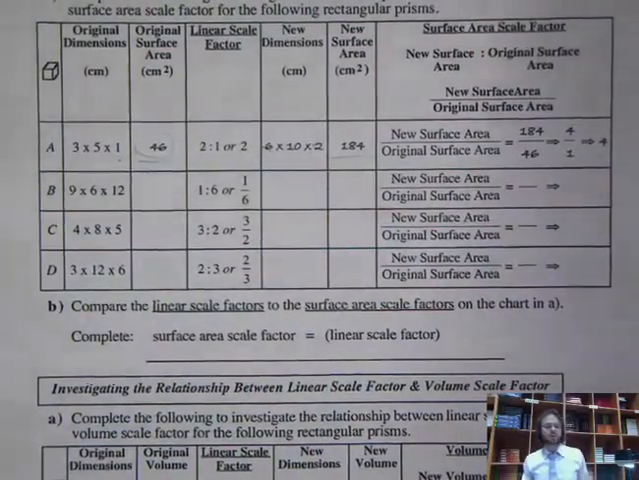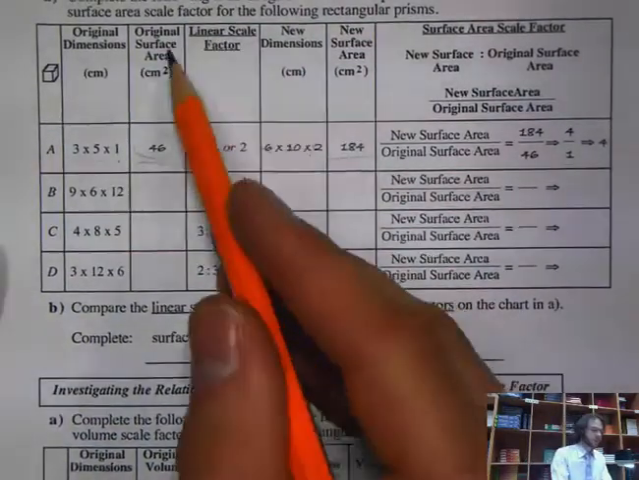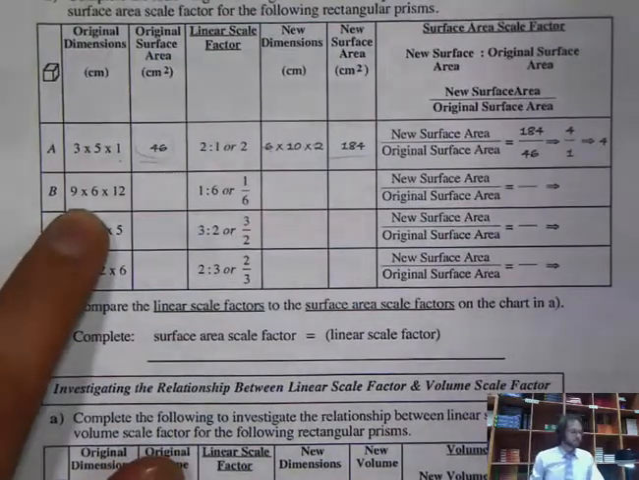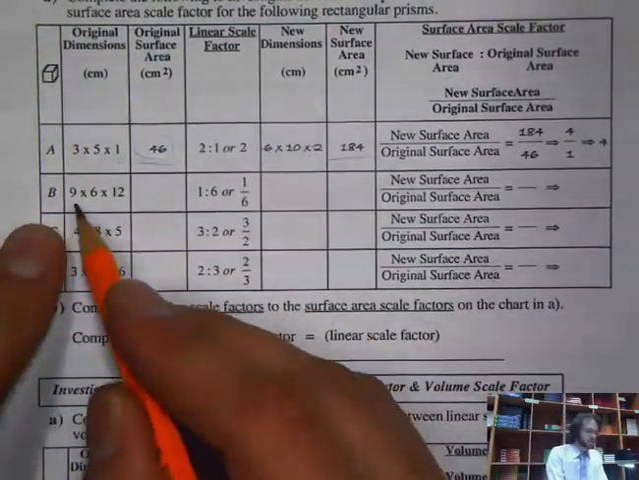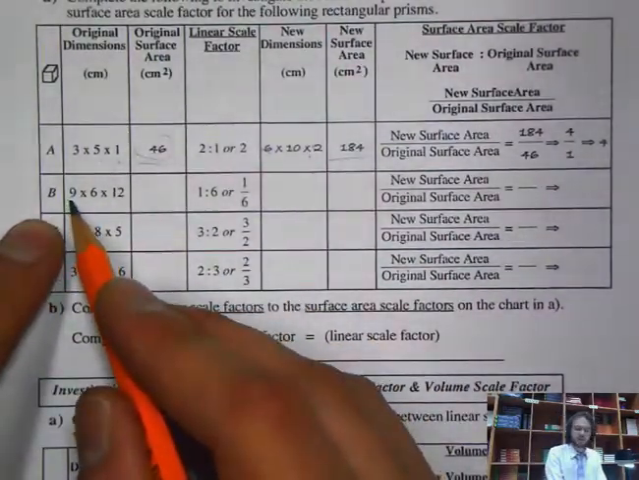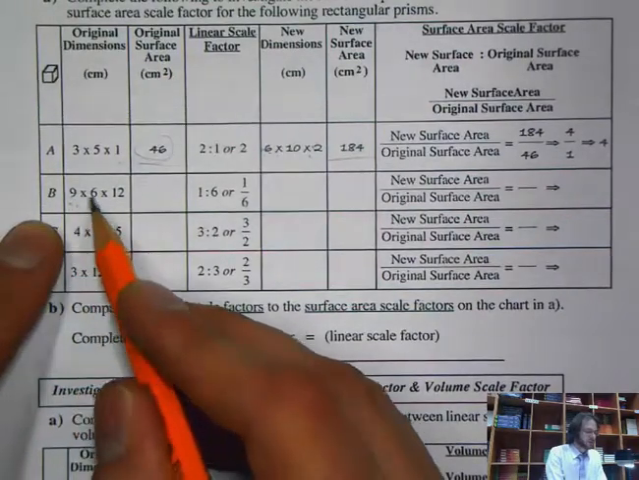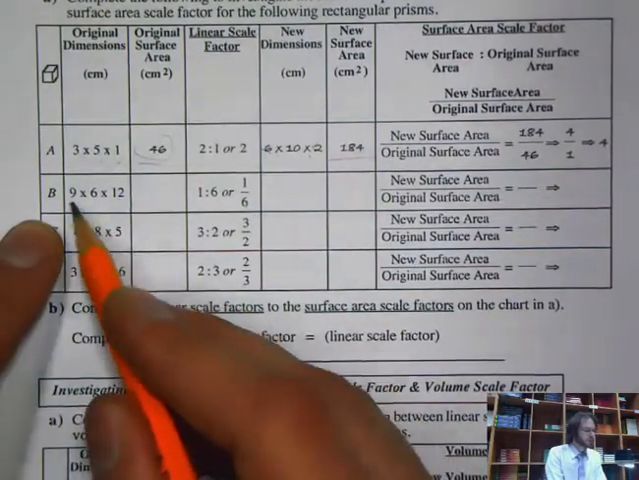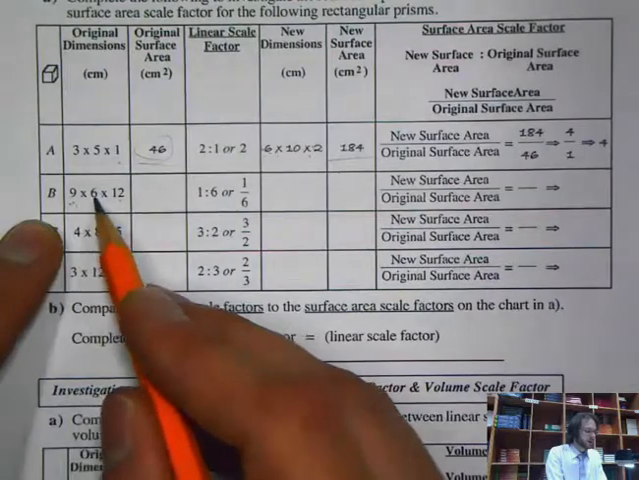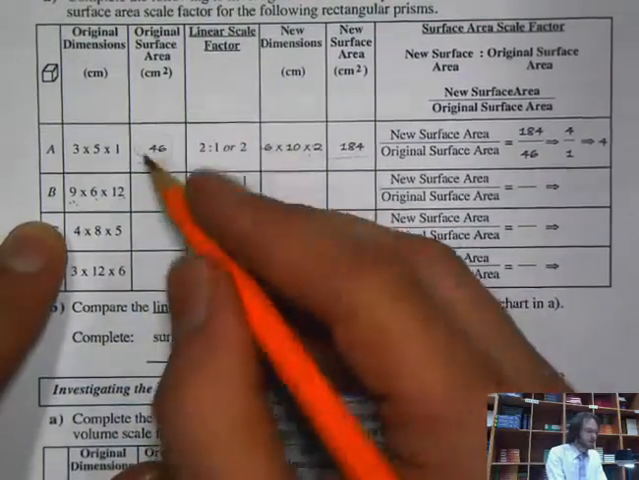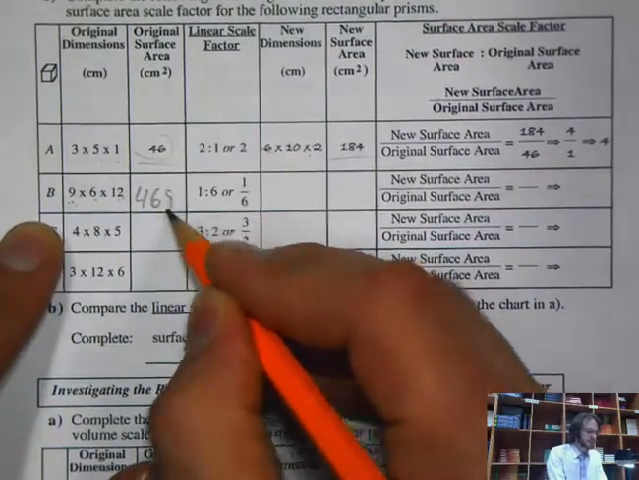Now, I'm going to just help you along here. Let's take a look at this one here. My area for this one is going to be 6 times 9 times 2, then 9 times 12 times 2, then 6 times 12 times 2, which will end up giving me 468.